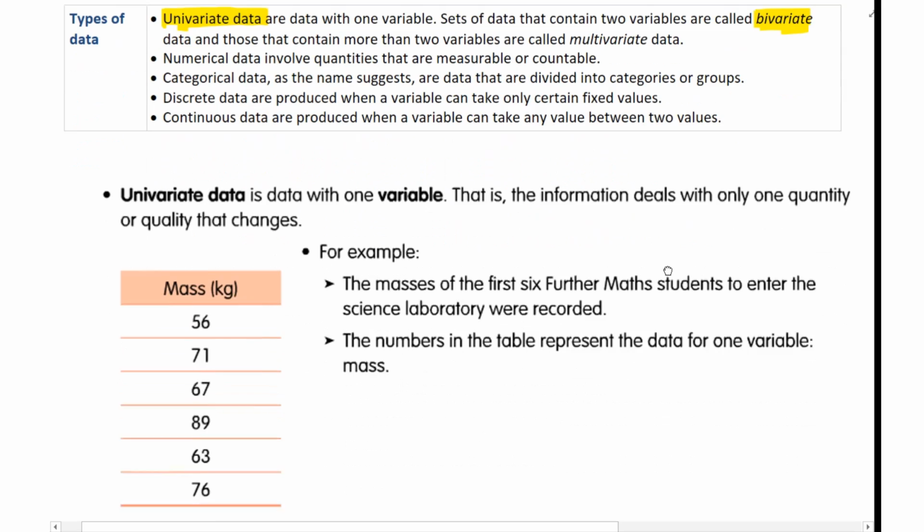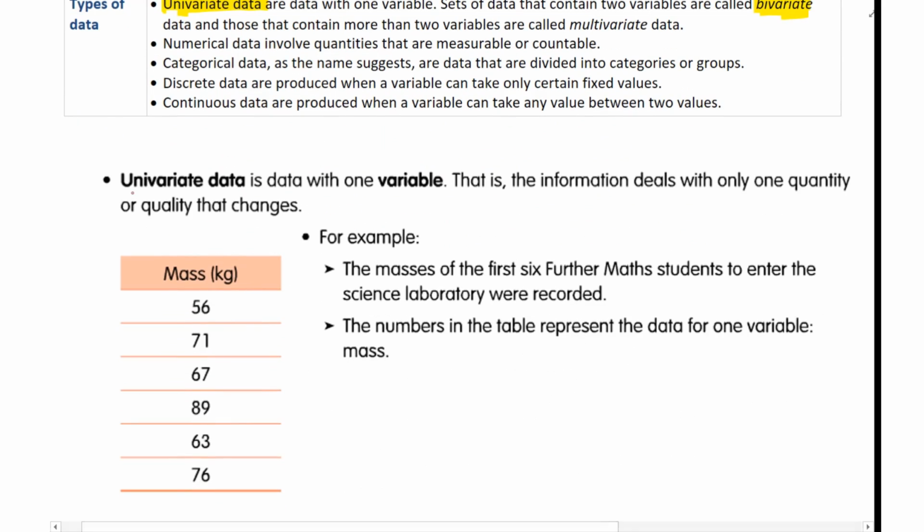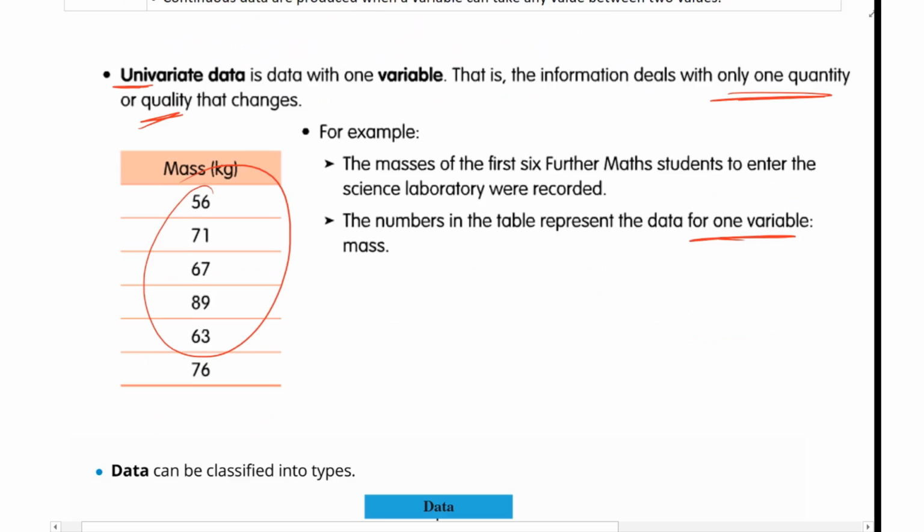So univariate data is data with one variable. The uni part is the part that's telling you it's one variable. Okay, so it's only dealing with one quantity or quality that changes. If you're looking at the mass of some students, we're only looking at their mass. Don't look at their height, we're just looking at their mass. So that's where we're looking at one variable. So that's a univariate data set.